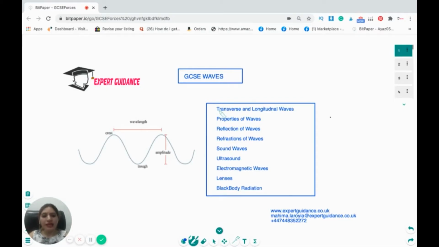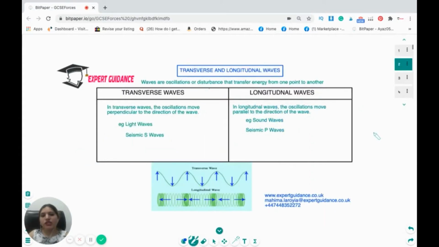waves. Now in this video, we'll be looking over what are transverse and longitudinal waves, the properties of the transverse wave, the reflection of waves, refraction of waves, sound waves, ultrasound, electromagnetic waves, lenses, and blackbody radiation. So let's begin. So first of all, how do you define waves?